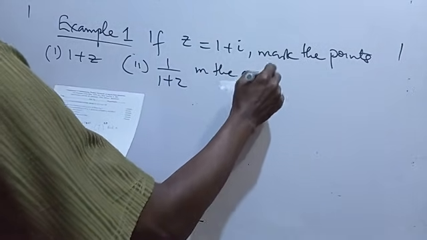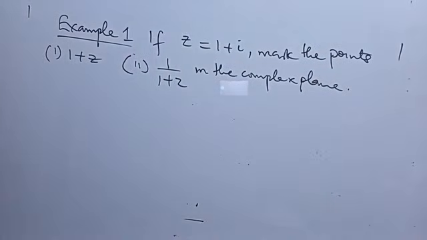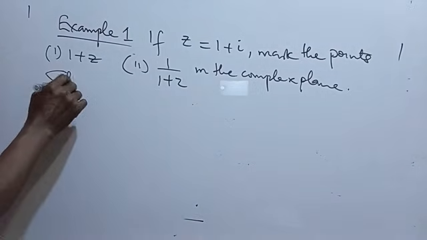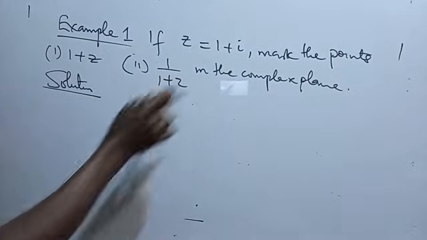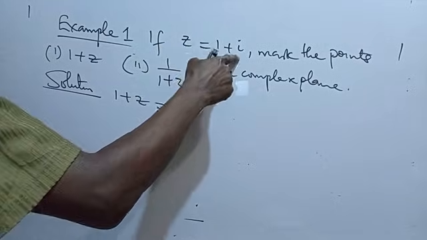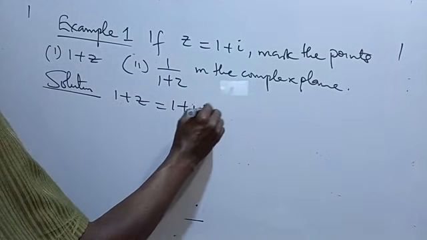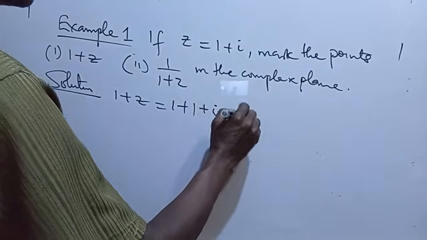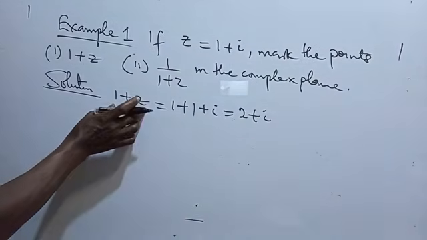We want to mark this point in the complex plane. How do we mark the point in the complex plane? Let's look at that. Now, if z is equal to, solution, z is given to be 1 plus i. So 1 plus z will be 1 plus, our z is 1 plus i. So that's 2 plus i. Now 2 plus i is the value of 1 plus z.